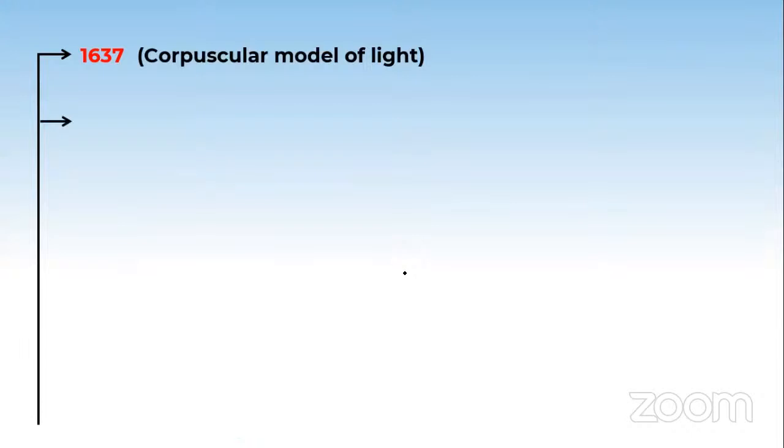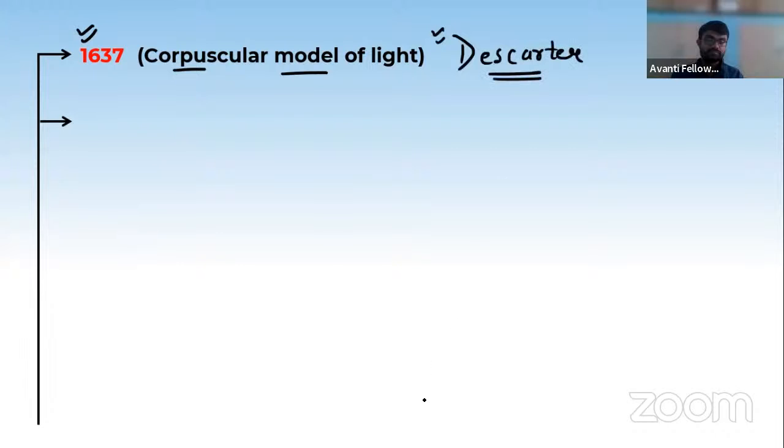So now let us see. After 1637, when the corpuscle model of light was shown by Descartes, always by connecting these things we are respecting the scientist. Also, if you remember the history, everything will be very smooth in our brain, and we can connect the things.